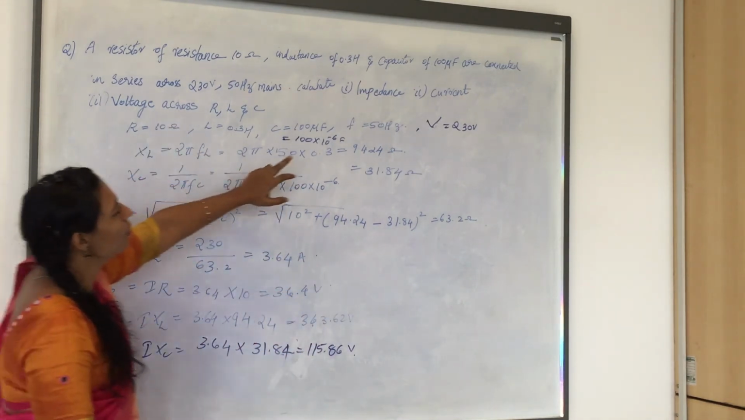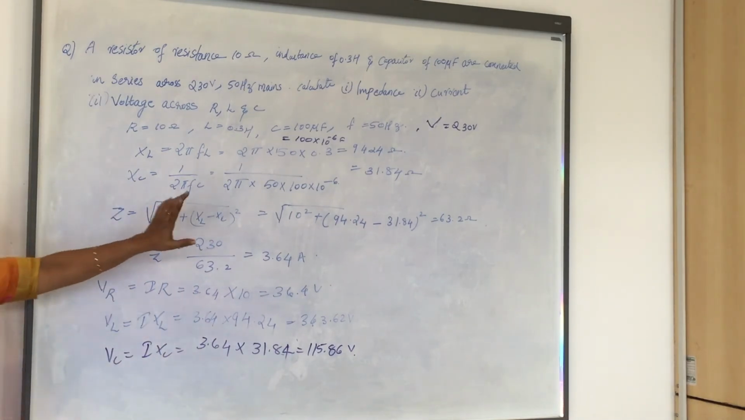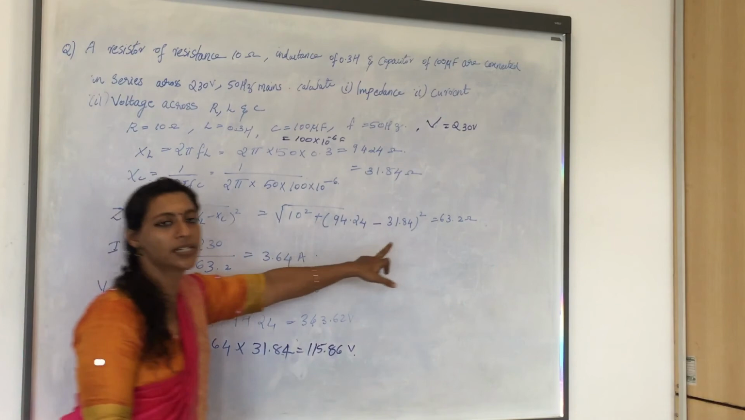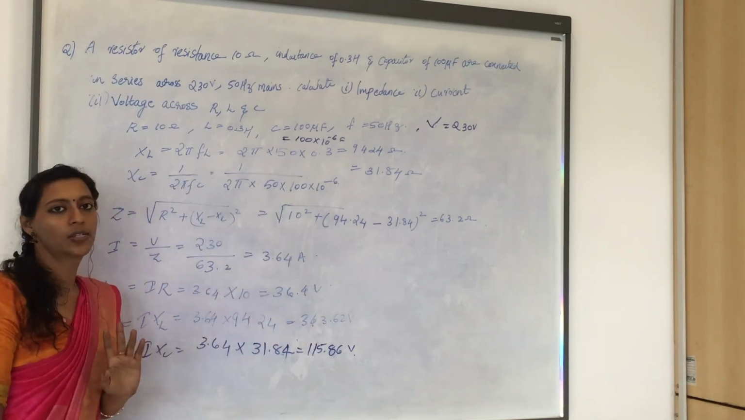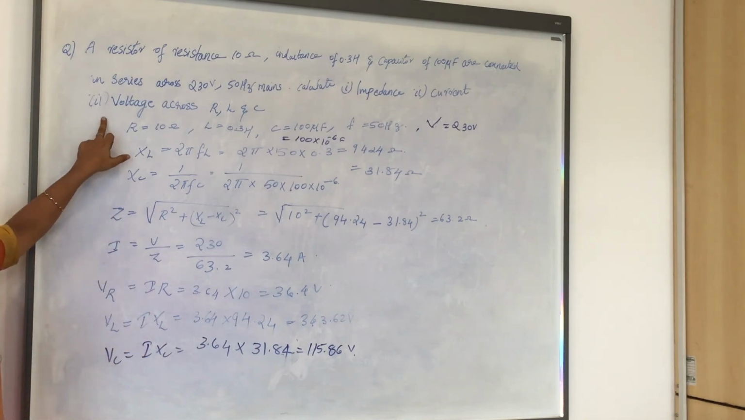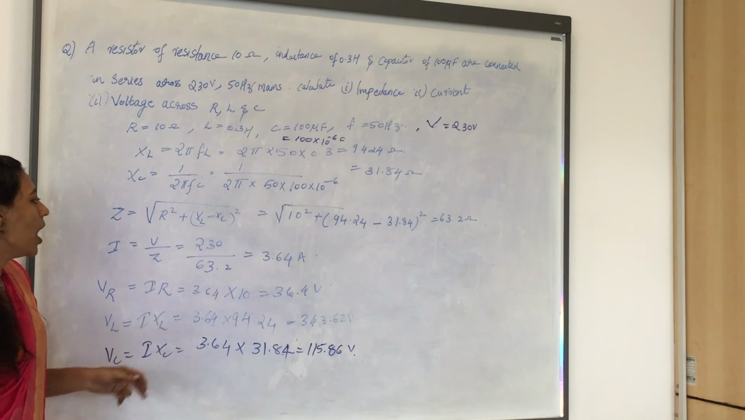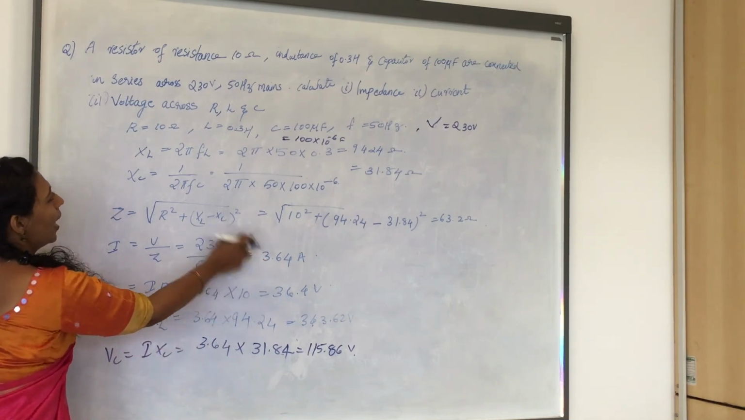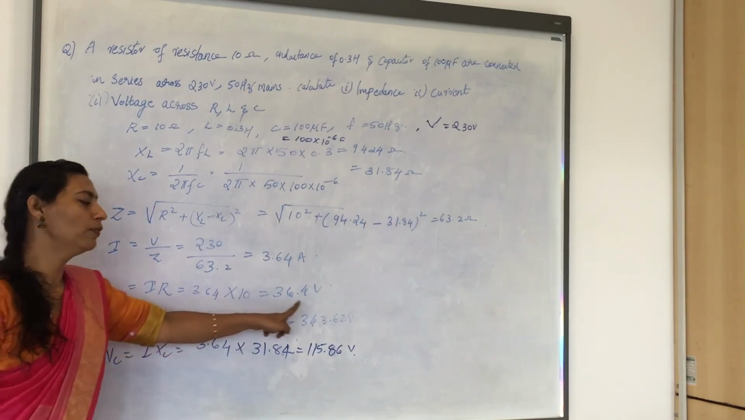Next question is to find the current. I equal to V by Z. Voltage is 230 volt and impedance is 63.2. We obtain the current as 3.64 ampere. Next, voltage across resistor VR. VR is equal to I into R. I is 3.64 and resistance is 10 ohm. Therefore, 3.64 into 10 is 36.4 volt.